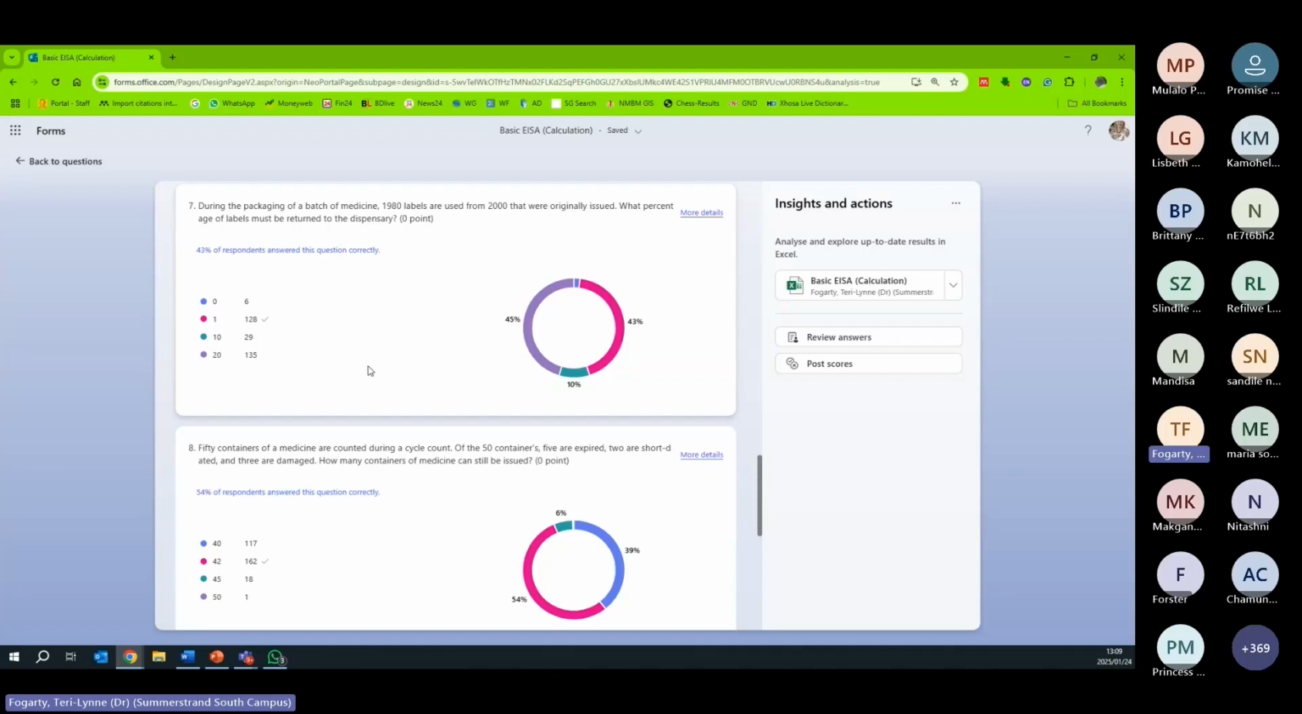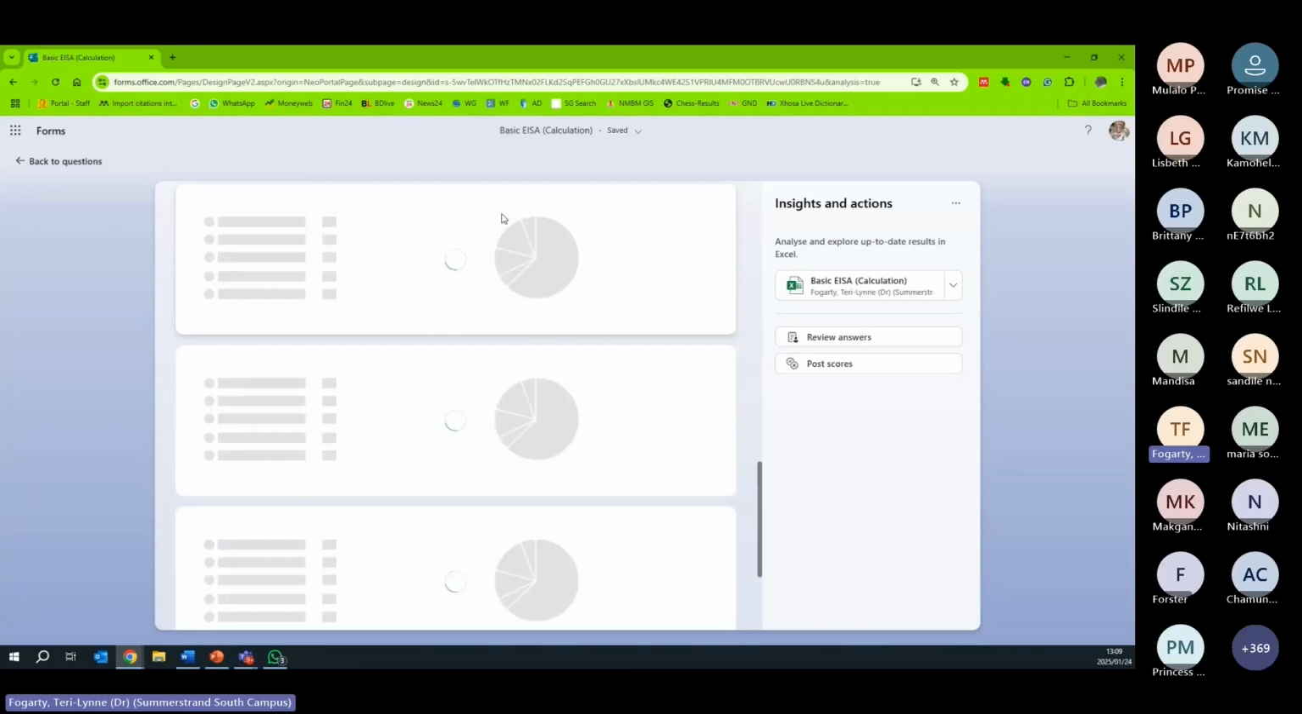So first you've got to work out: 1,980 labels were used from 2,000 that were originally issued. So the difference between the two is 20. You've got 20 labels left over. Now, I'm not asking how many labels must you take back to the dispensary. I'm asking what percentage of labels is returned to the dispensary. So yes, 20 labels is what's left over and must be returned. But what is the percentage of that 20 of the original amount that was originally dispensed?